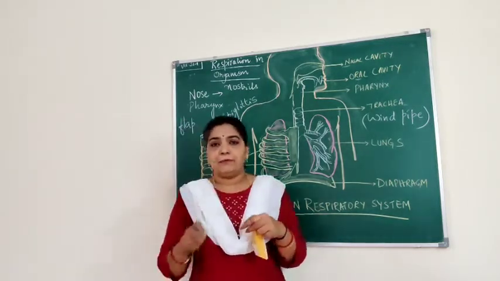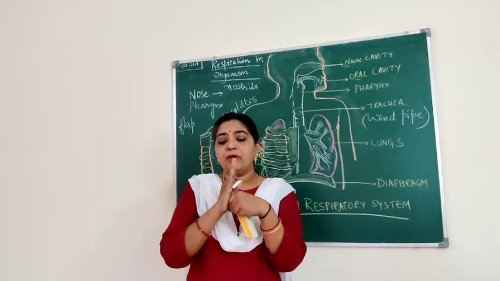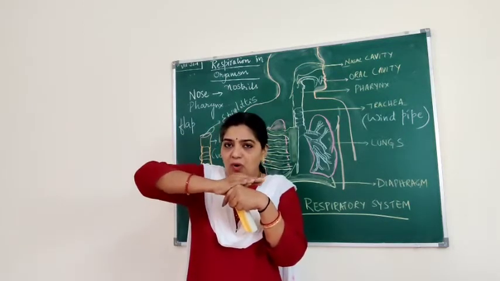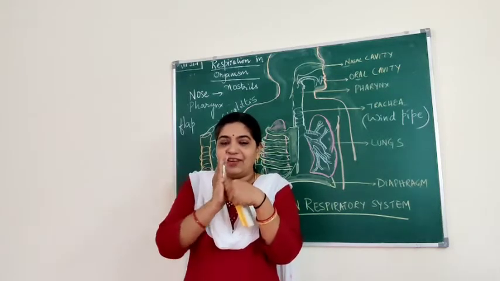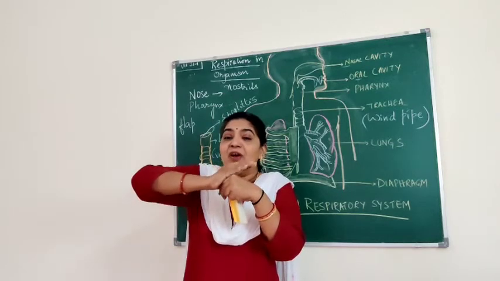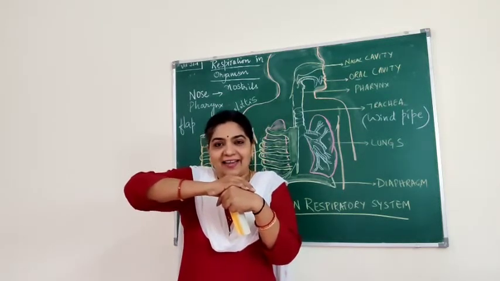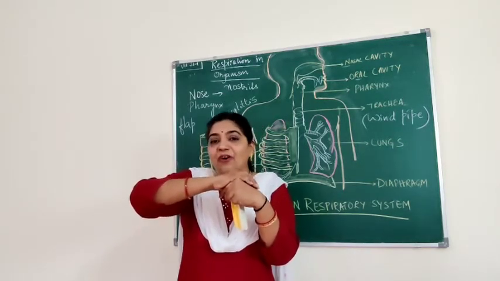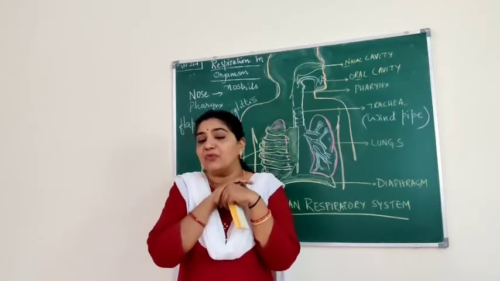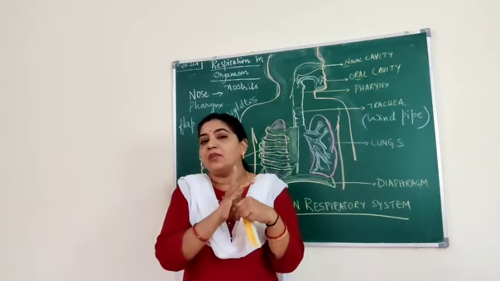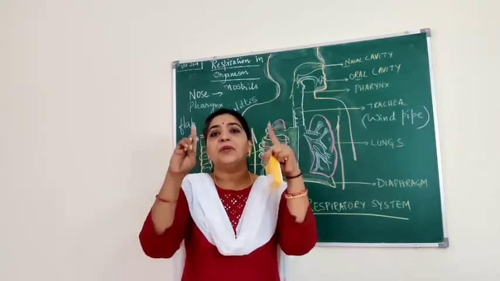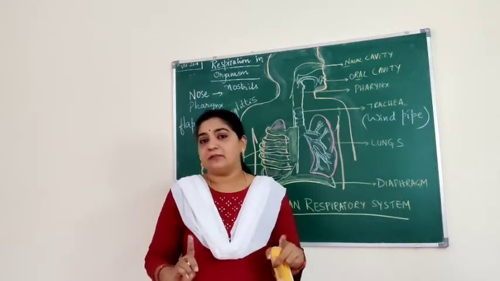So this flap is there. When food is passing, it will make the flap close. Whenever food and water is passing, the epiglottis will close the larynx, so the food and water will not enter inside the windpipe. So where is epiglottis present? Epiglottis is present on the larynx. Where is larynx? Larynx is present above the trachea.